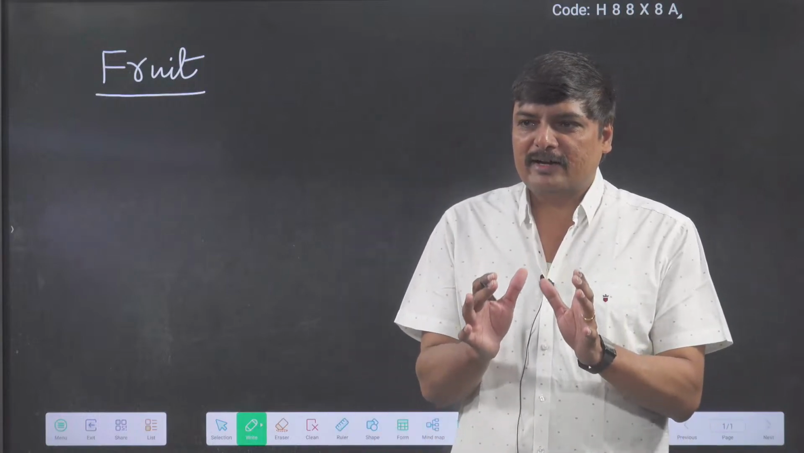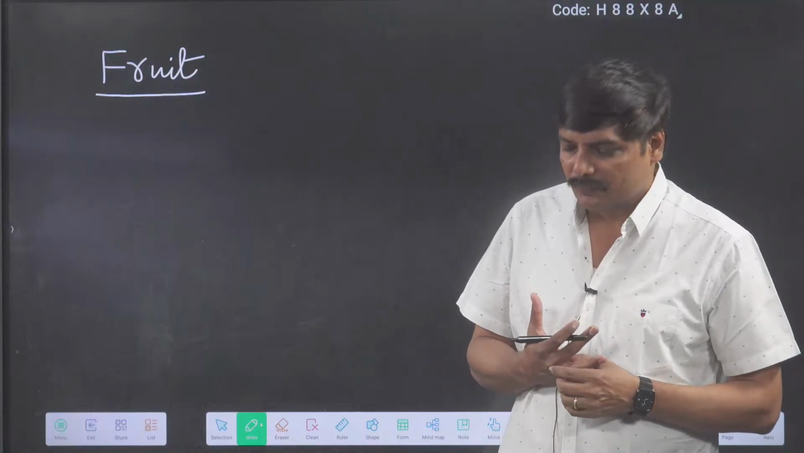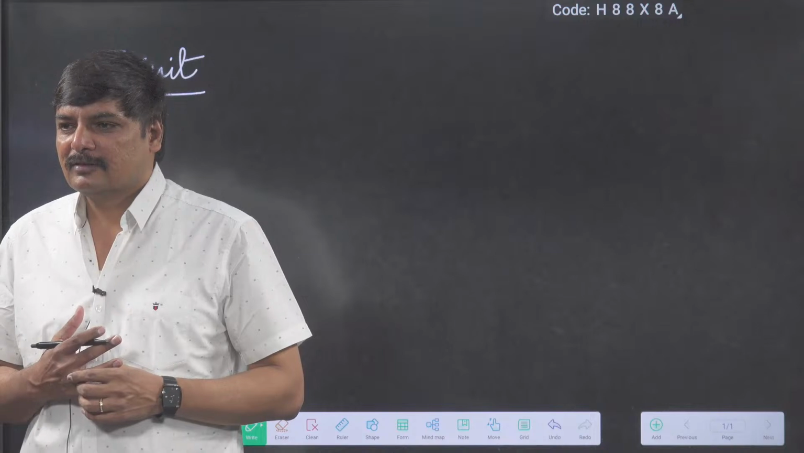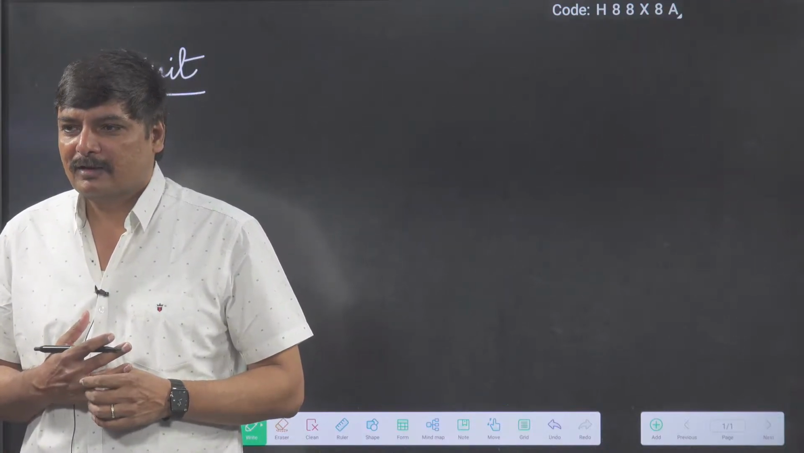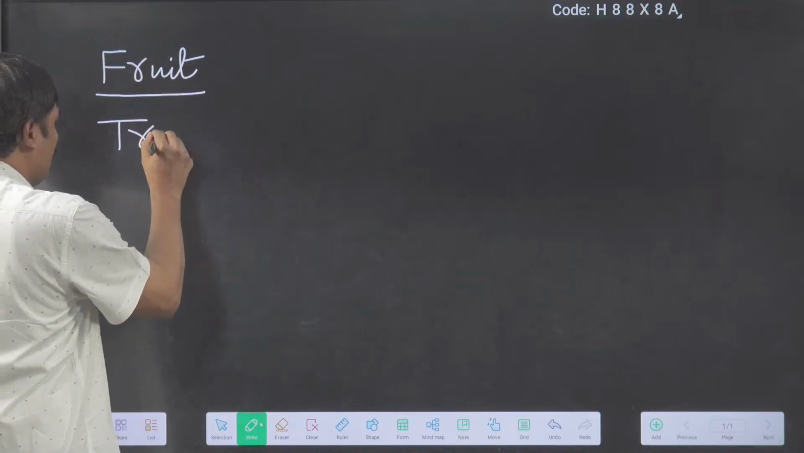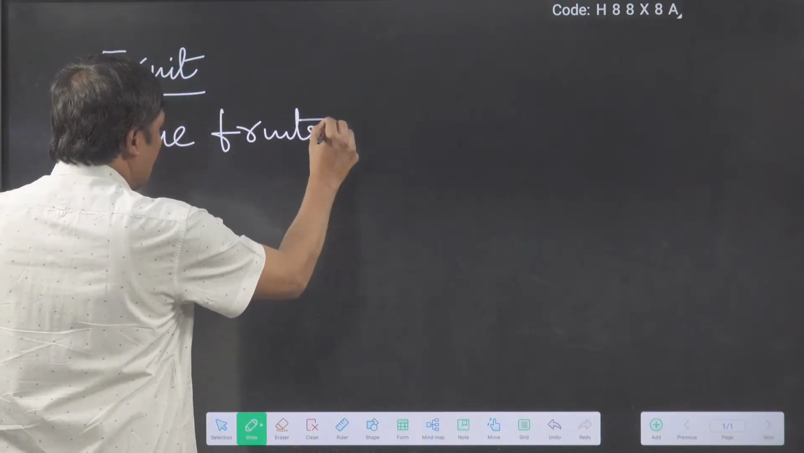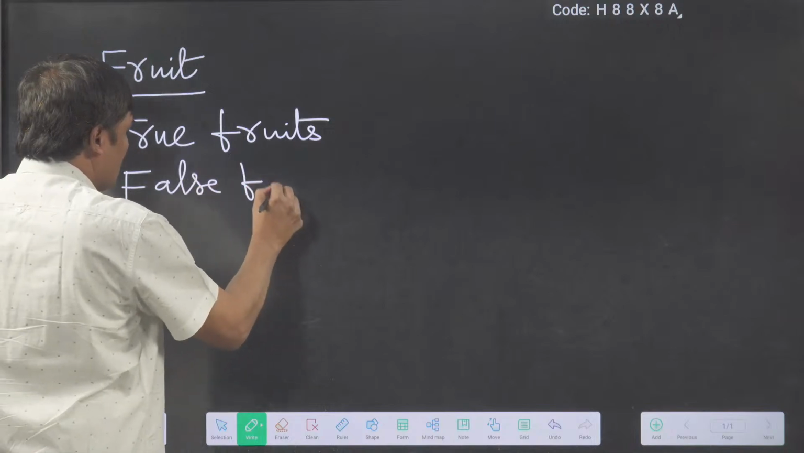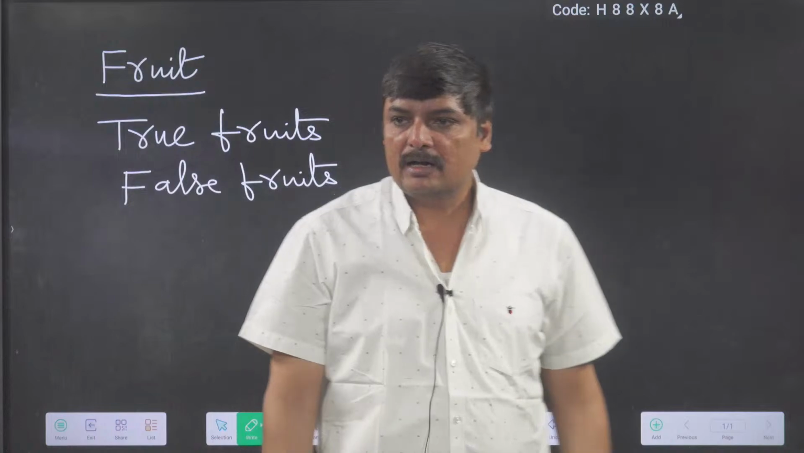Fruits are divided into basically how many types? Very good. What are they? True fruits and false fruits.